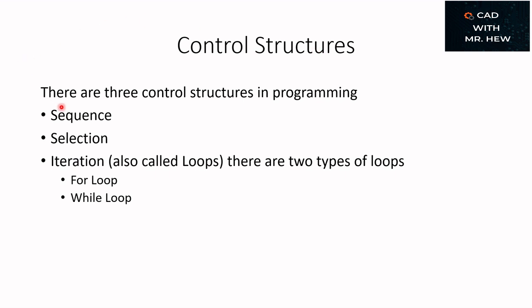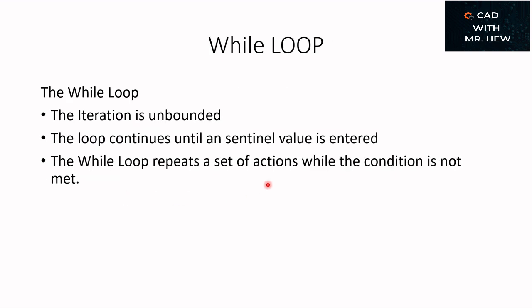Now, there are three control structures that are used in programming for any language. You have the sequence, you have the selection, and we have the iteration, which is also referred to as loops. And there are two types of loops. You have the for loop and the while loop. So in today's video, we'll be looking at the while loop.